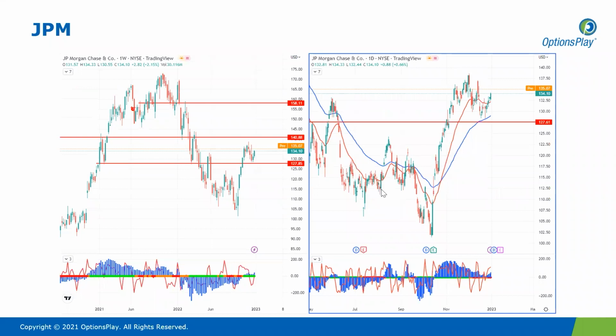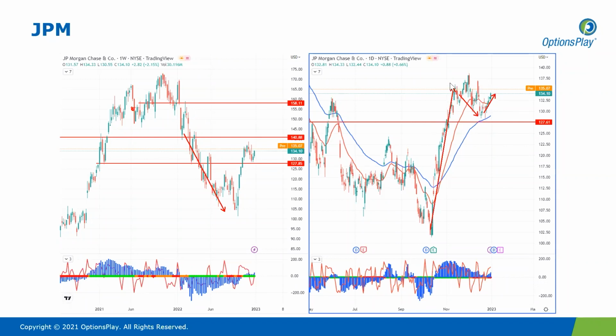JP Morgan, new idea, and it's actually a bit of a play on higher interest rates. Now, traditionally, banks perform well in a higher interest rate environment. We didn't see that because of the decline across the board, hence this strong decline in 2022. But now, more recently, we have seen a lot more momentum back into banks in general. Price broke above 127, couldn't really move higher, so pulled back towards that area of support, found support, and is now moving higher once again.